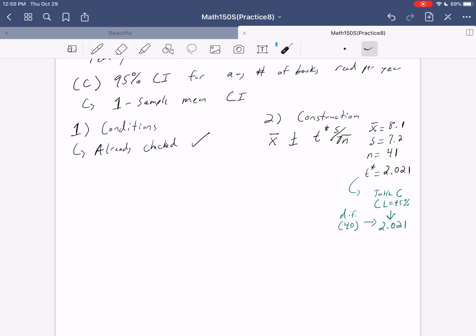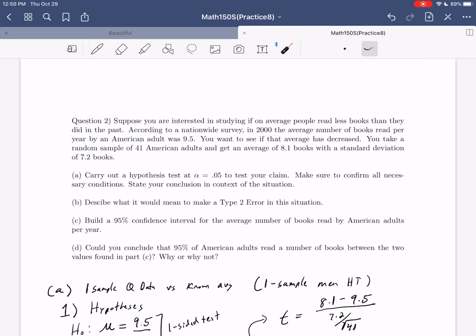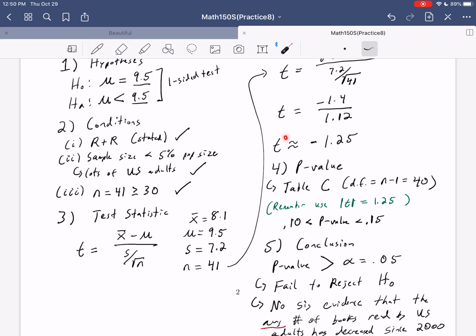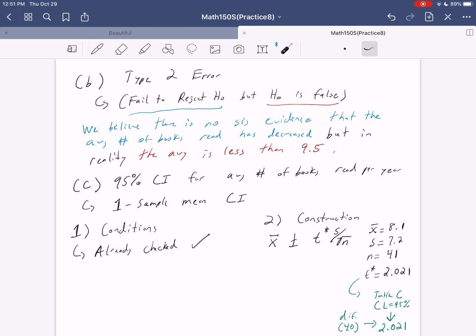Keep in mind, this is also why we use the notation of t star as opposed to t. These are very different things. The t is the test statistic that comes from comparing the average from our sample to the hypotheses. The t star, while it is still based on the t distribution in table C, is a totally different value. It's based on the confidence level and your degrees of freedom.